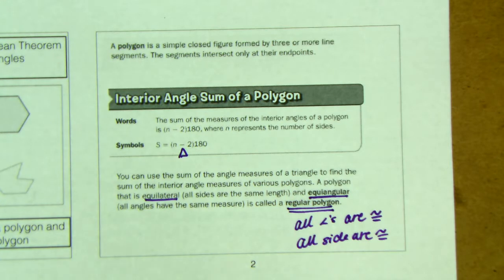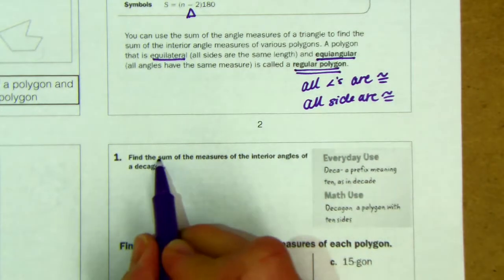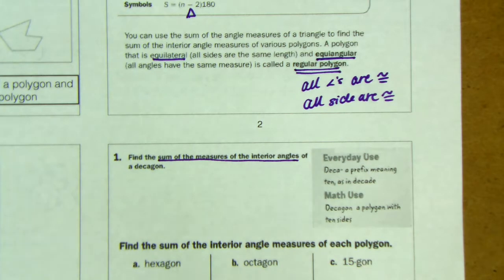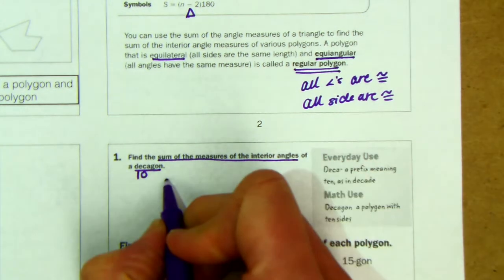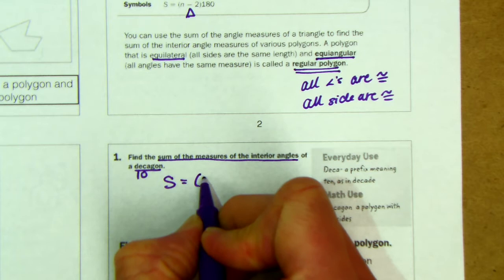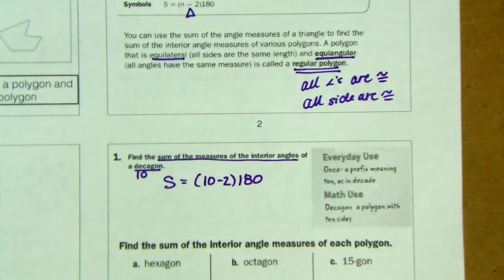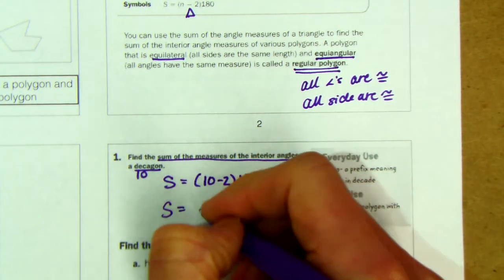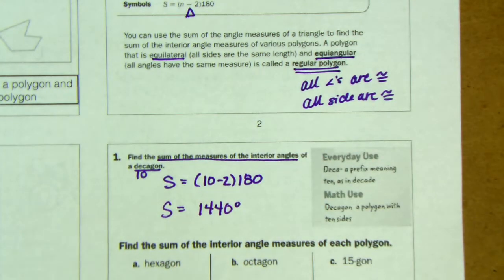All right, so right here, sliding down, we're going to use this formula to find the sum of the measures of the interior angles. That means all of them added together. Of a decagon, which has 10 sides, so there's a key. So the sum equals 10 minus 2 times 180. I'm pretty sure I know this, but I'm double checking because I don't want to be wrong. So it is 1,440 degrees. It is that simple.